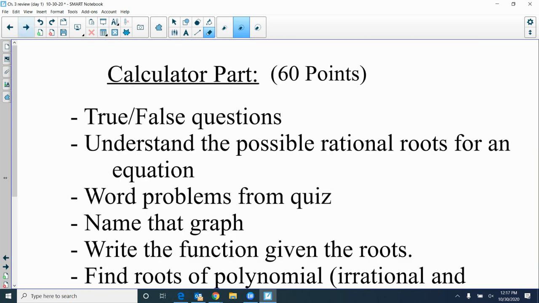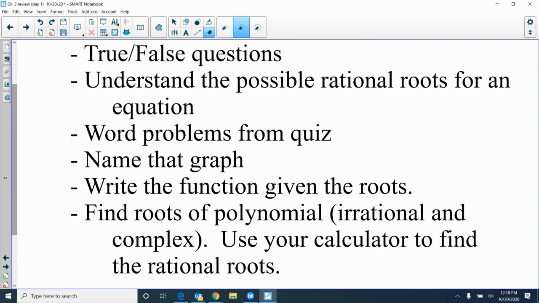Calculator part. There'll be some true-false questions. Rational roots for an equation. You don't necessarily have to solve all of them, just have to list the roots. Word problems from the quiz. Make sure you have your quiz. And those of you who were quarantined, okay, you either have it on... I might still have the one if you turned it in, or make sure you still have your version. Name that graph, find the equation, write the function given the roots, and then find roots of polynomials, irrational, complex.